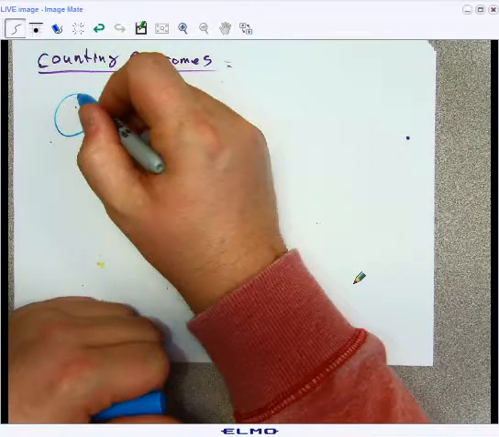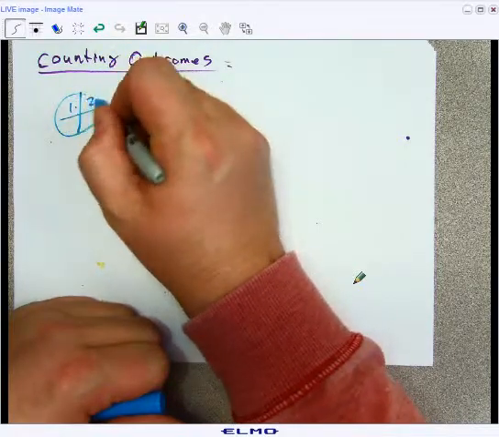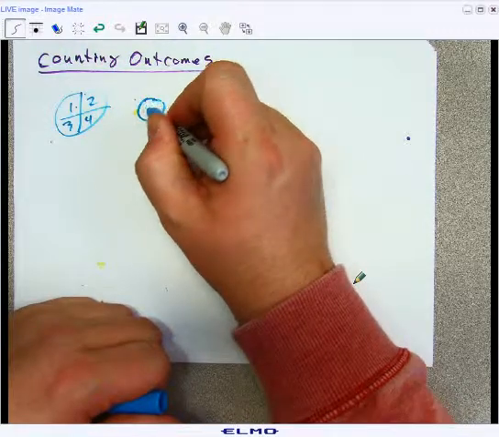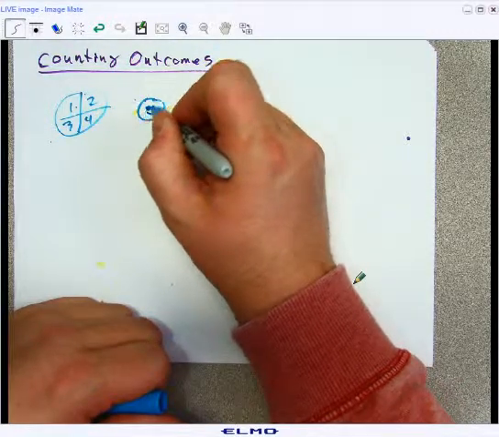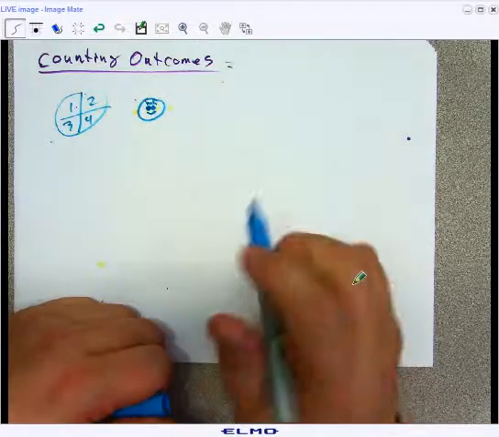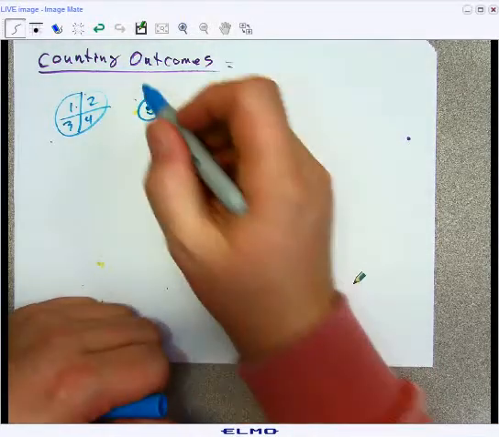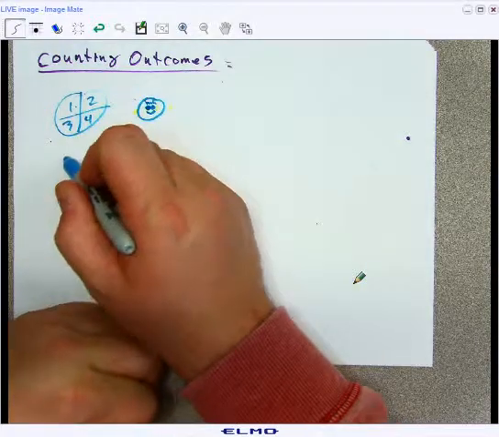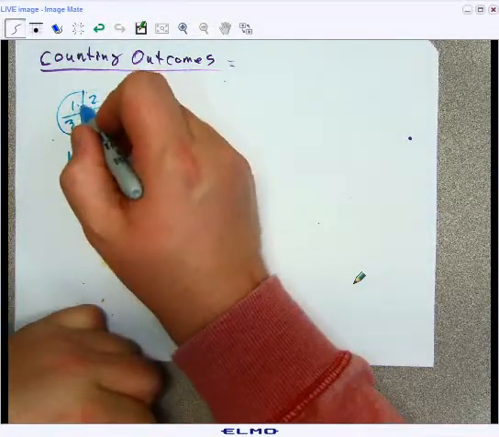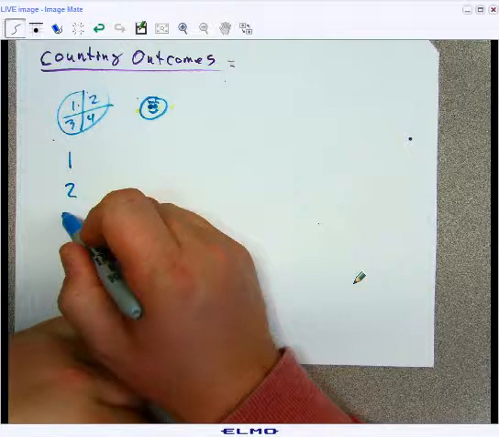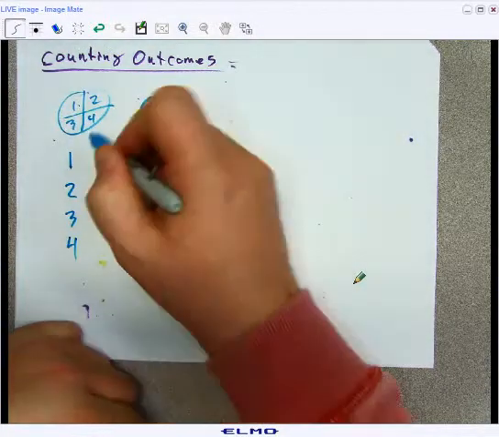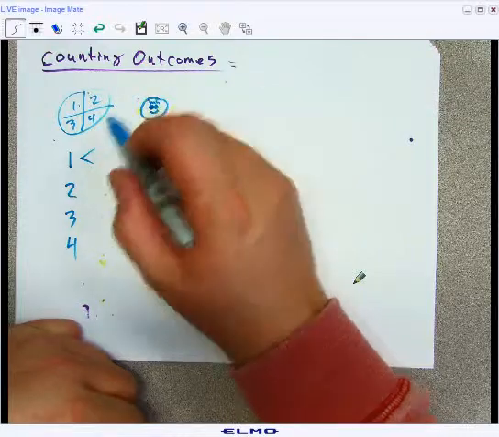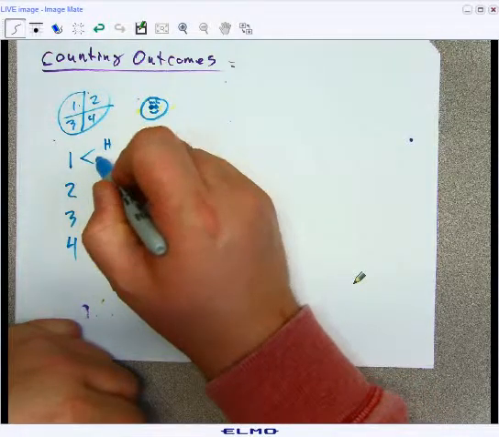Let's take a spinner, but let's keep it simple. 1, 2, 3, 4. And let's take a coin, and we're going to flip that coin. It's going to be heads or tails. So in this case, we could make a tree diagram very quickly. On a spinner, you could get a 1, a 2, a 3, or a 4. And if you get a 1 on the spinner, then you can flip the coin, and you can either get a heads or a tails.